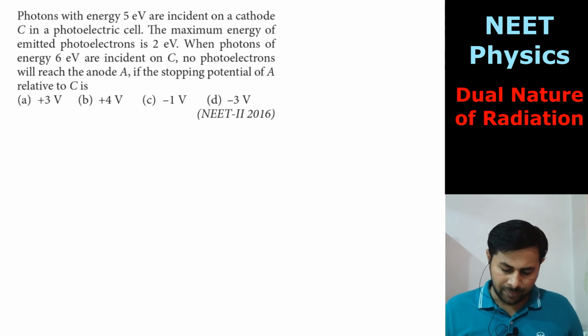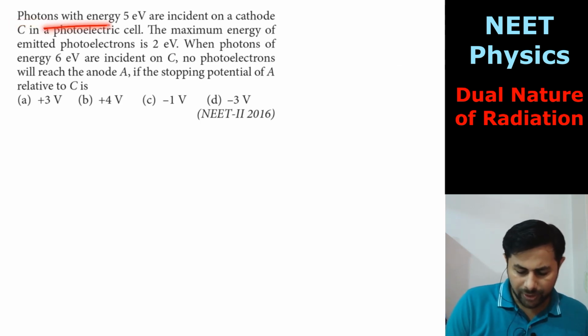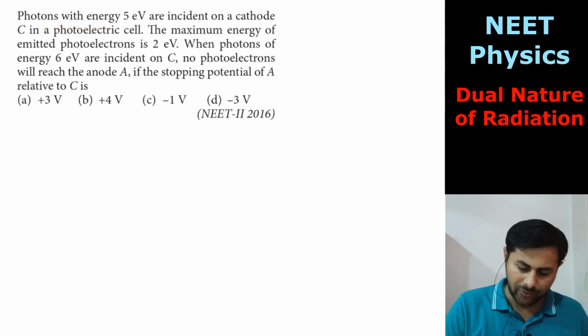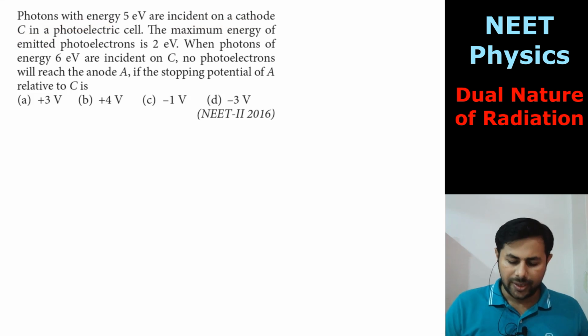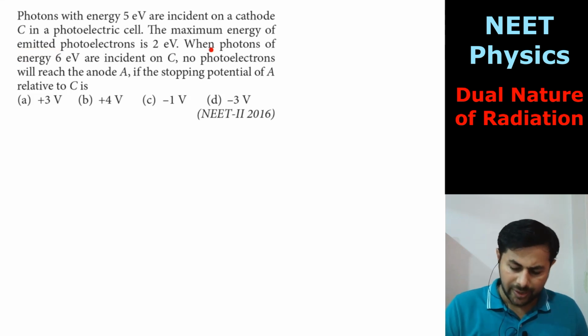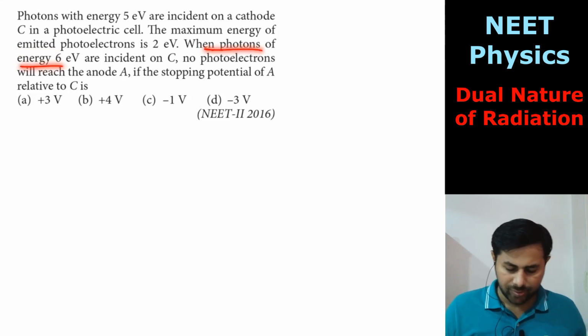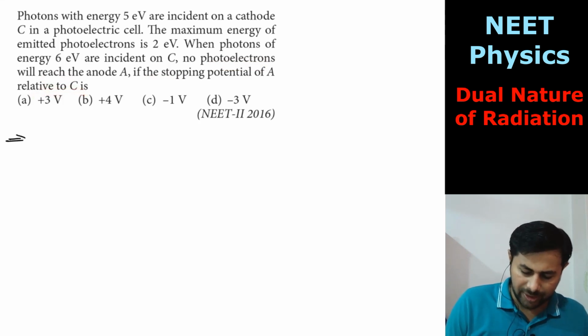So let's see one more question. Photons with energy 5 electron volt are incident on a cathode in a photoelectric cell. The maximum energy of emitted photoelectrons is 2 electron volts. When photons of energy 6 electron volt are incident on C, no photoelectrons will reach the anode if the stopping potential of A relative to C is, tell me.